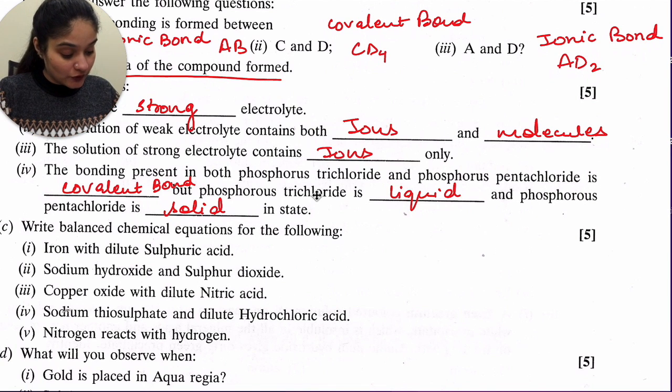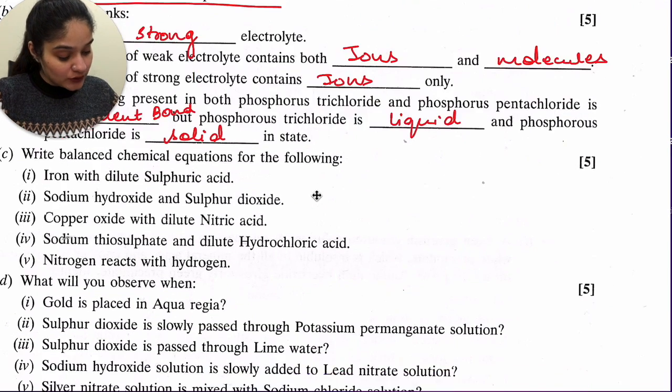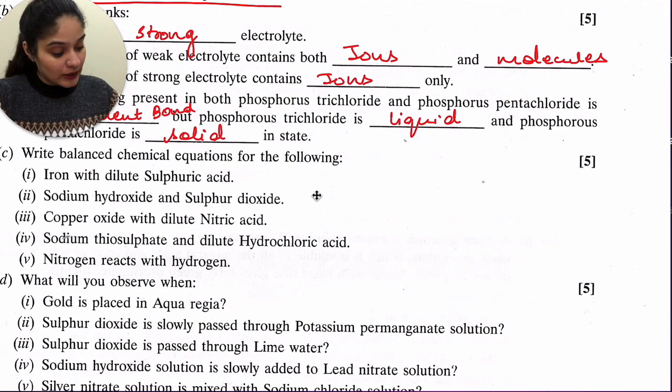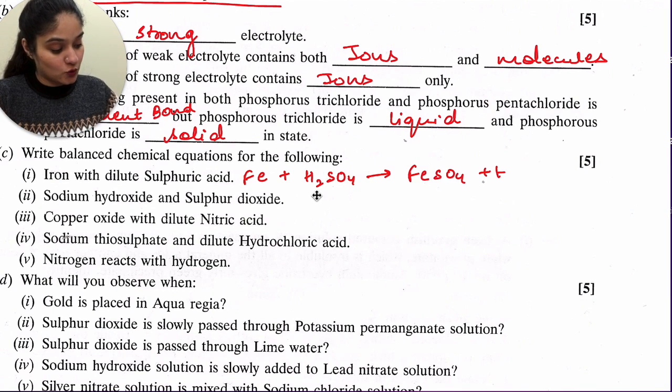Let's look at the first one. Iron with dilute sulfuric acid. So, the equation would be Fe plus sulfuric acid H2SO4. That will give me FeSO4 plus H2.